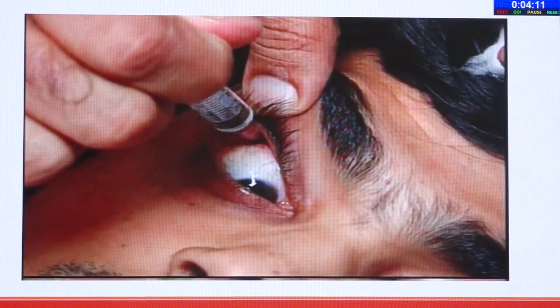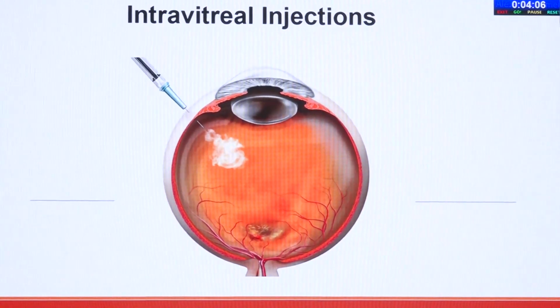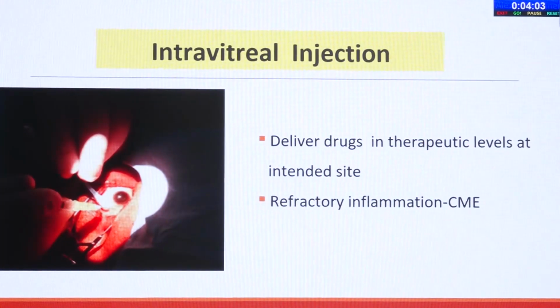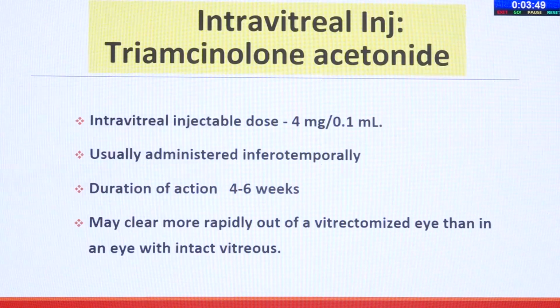And then intravitreal injections have come a long way, and there are several intravitreal injections. It delivers the drug in therapeutic levels at the intended site. For refractory inflammation like cystoid macular edema, you can give intravitreal triamcinolone or an intravitreal biodegradable dexamethasone implant. Triamcinolone intravitreal injection is 4 milligrams in 0.1 ml, usually administered inferotemporally, with a duration of action of 4 to 6 weeks. It may clear more rapidly out of a vitrectomized eye than an eye with intact vitreous.